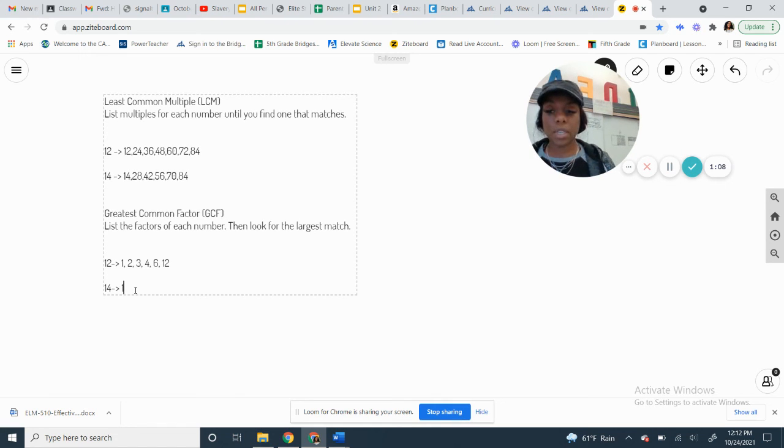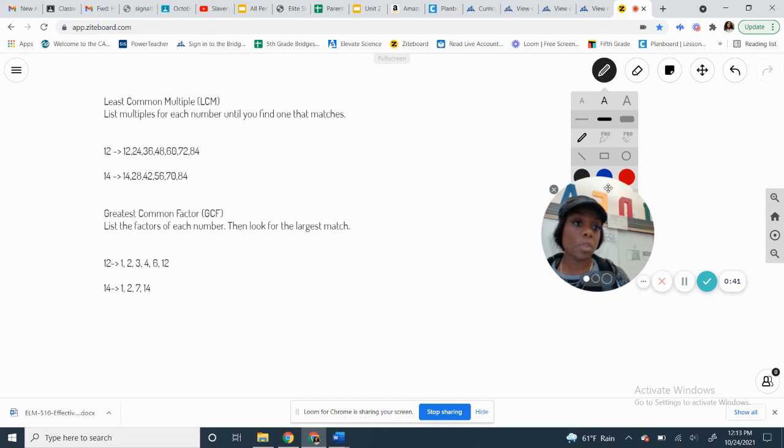Same thing with 14. 1 is always a factor, okay? And then we have 2 times 7, so we can use that too, which means we can use the 7. There's no 6 times anything, right, to equal 14. And then our last one is going to be 14. Now, the greatest common factor is the largest match. And in this case, the largest match just so happens to be 2.